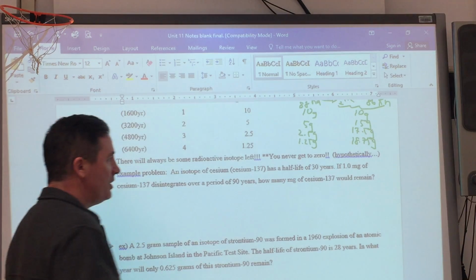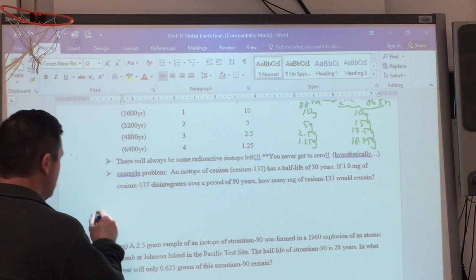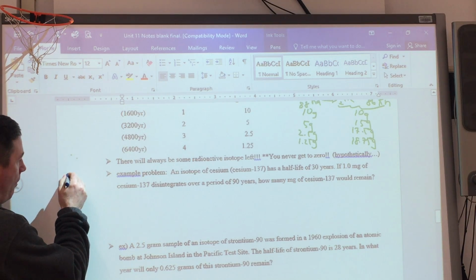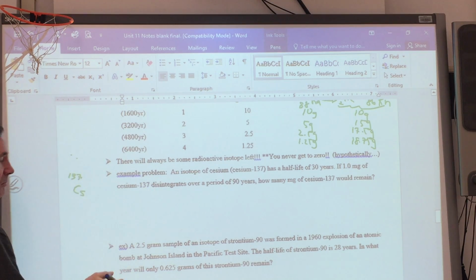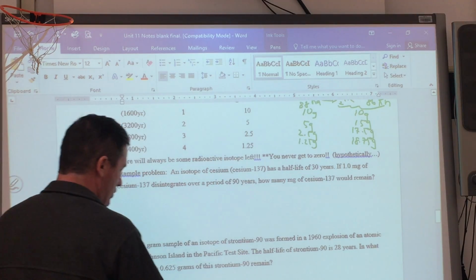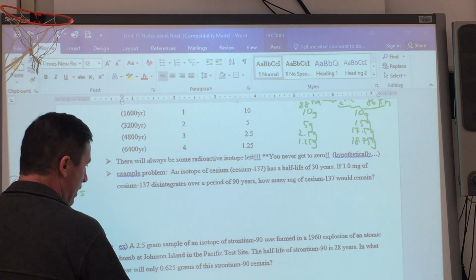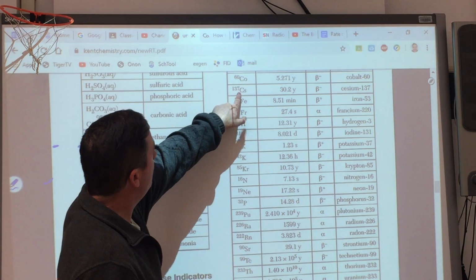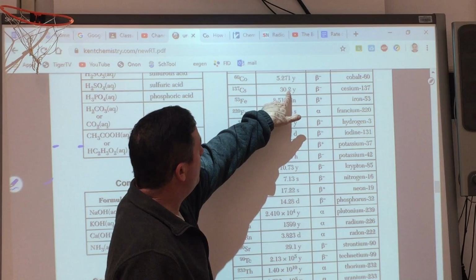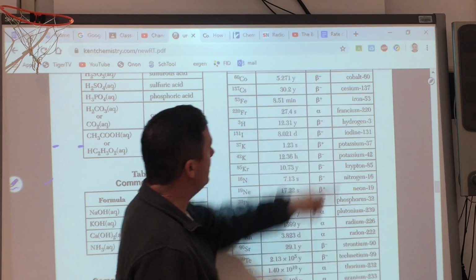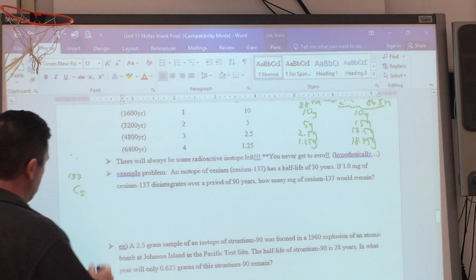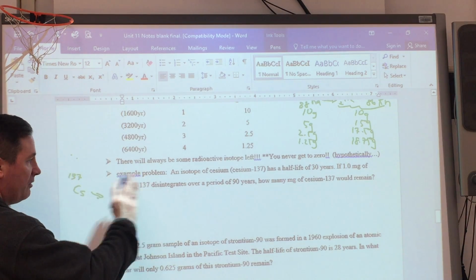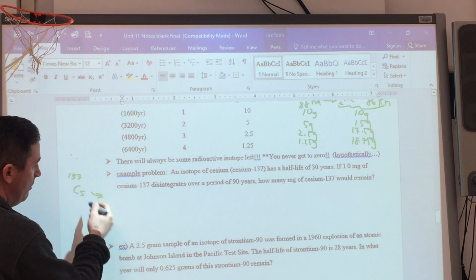Isotope of cesium-137. Here's the cesium. Now, we're doing this just for practice, so this isn't really part of the problem. It's just practice, just like we did over there. So cesium-137. Let's find cesium-137. There it is, 137, 30.2 years. It goes through a beta emission. Again, this is not part of this problem. I'm just showing you for practice.